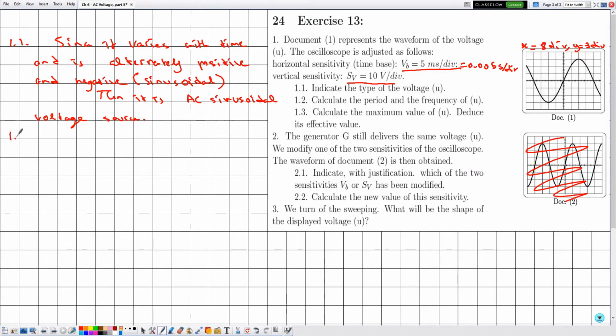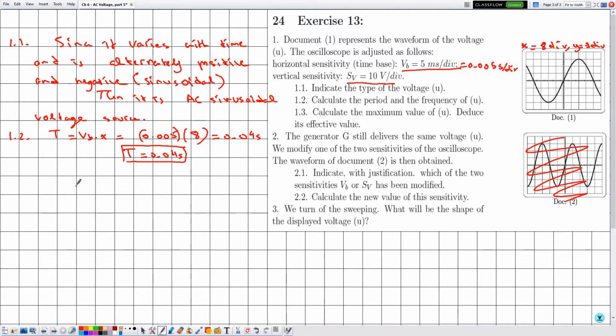Now in 1.2 they are telling me calculate the period and the frequency of U. So let's start by the period. The period is given by VB multiplied by X. Now the value of VB in the SI is given by 0.005 multiplied by the value of X, which is given by 8, and eventually plugging this on the calculator, then the value of the period is given by 0.04 seconds. So the period is given by 0.04 seconds.